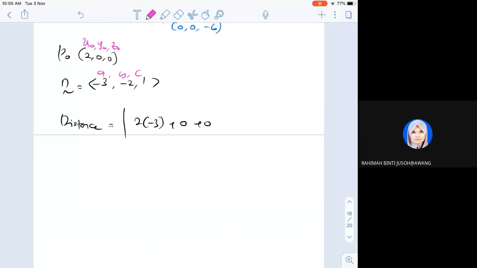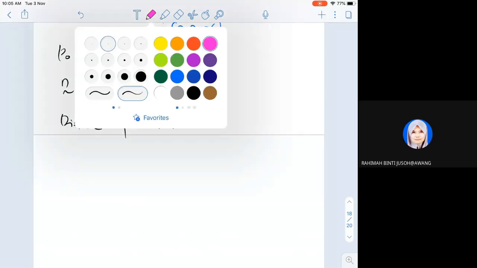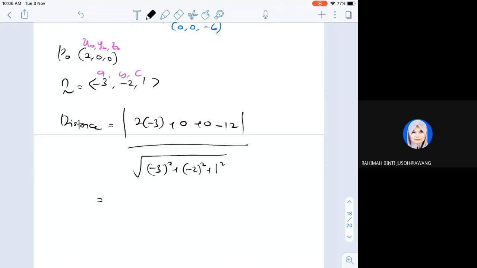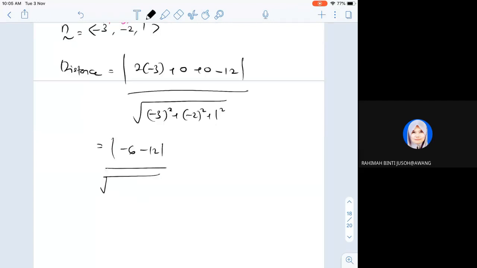Okay, so now ax naught plus by naught plus cz naught plus d, so minus 12 divides by square root of negative 3 squared plus negative 2 squared plus 1 squared. So you all akan ada negative 6 minus 12 over square root of 9 tambah 4 tambah 1, square root 14. So negative 18 over square root 14. So the distance is 18 over square root 14. Betul tak? Alright, good. Correct.